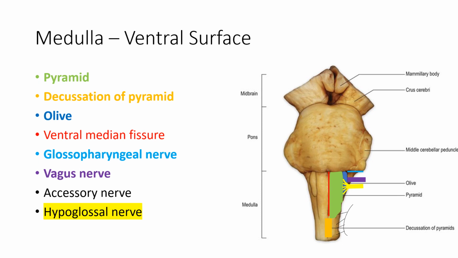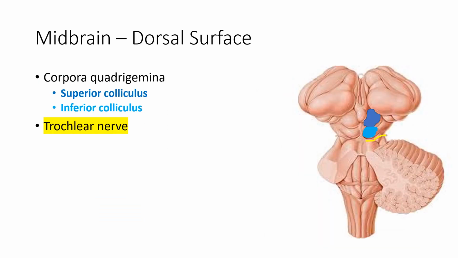Glossopharyngeal nerve, you could see that right over here. Vagus is in purple. You could see the accessory nerve drawn in here, and then coming down that way. And then hypoglossal in between that olive and pyramid. Trochlear nerve, you could see that bright yellow guy right there.